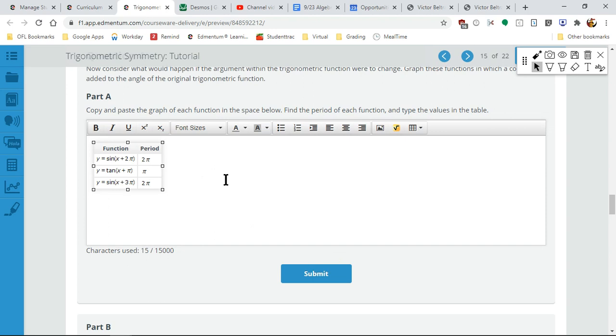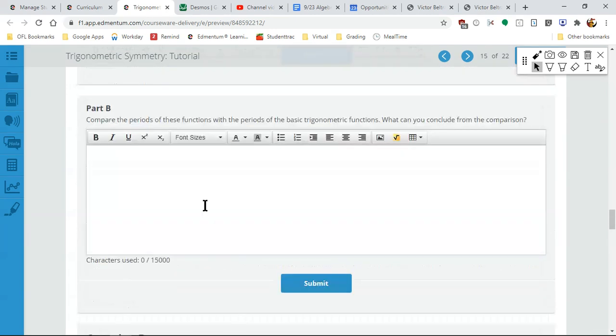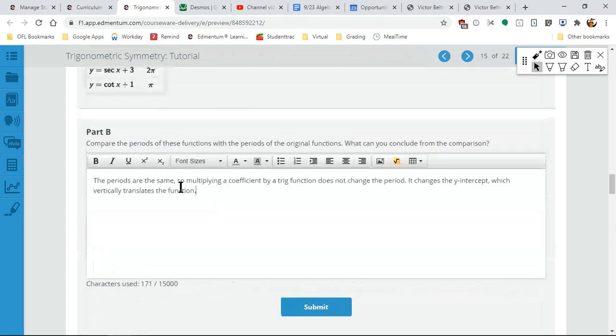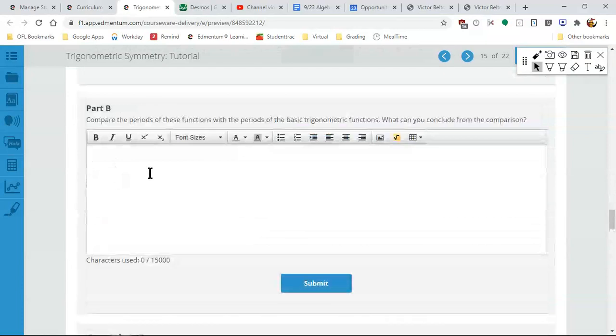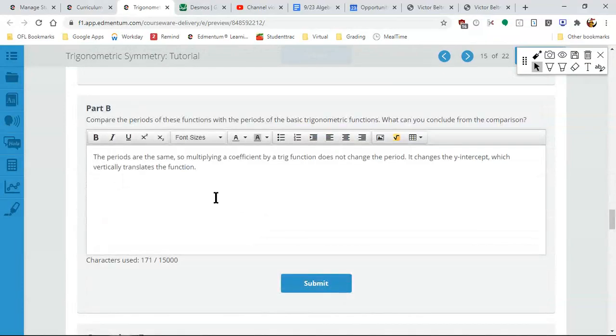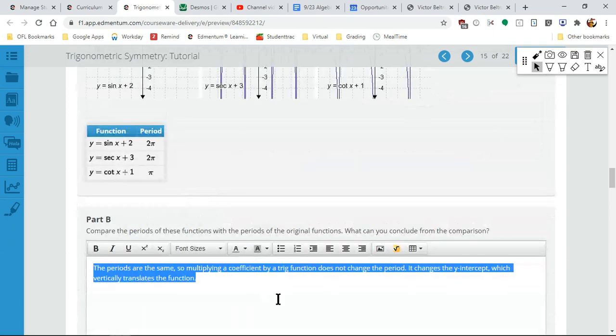All right, 2 pi. And then again, copy and paste the images. So this one, compare the periods of these functions. Again, the periods aren't changing, so I'm going to take the lazy way out and just copy this. Periods are the same. Oh, shoot, I just realized I haven't been doing this.